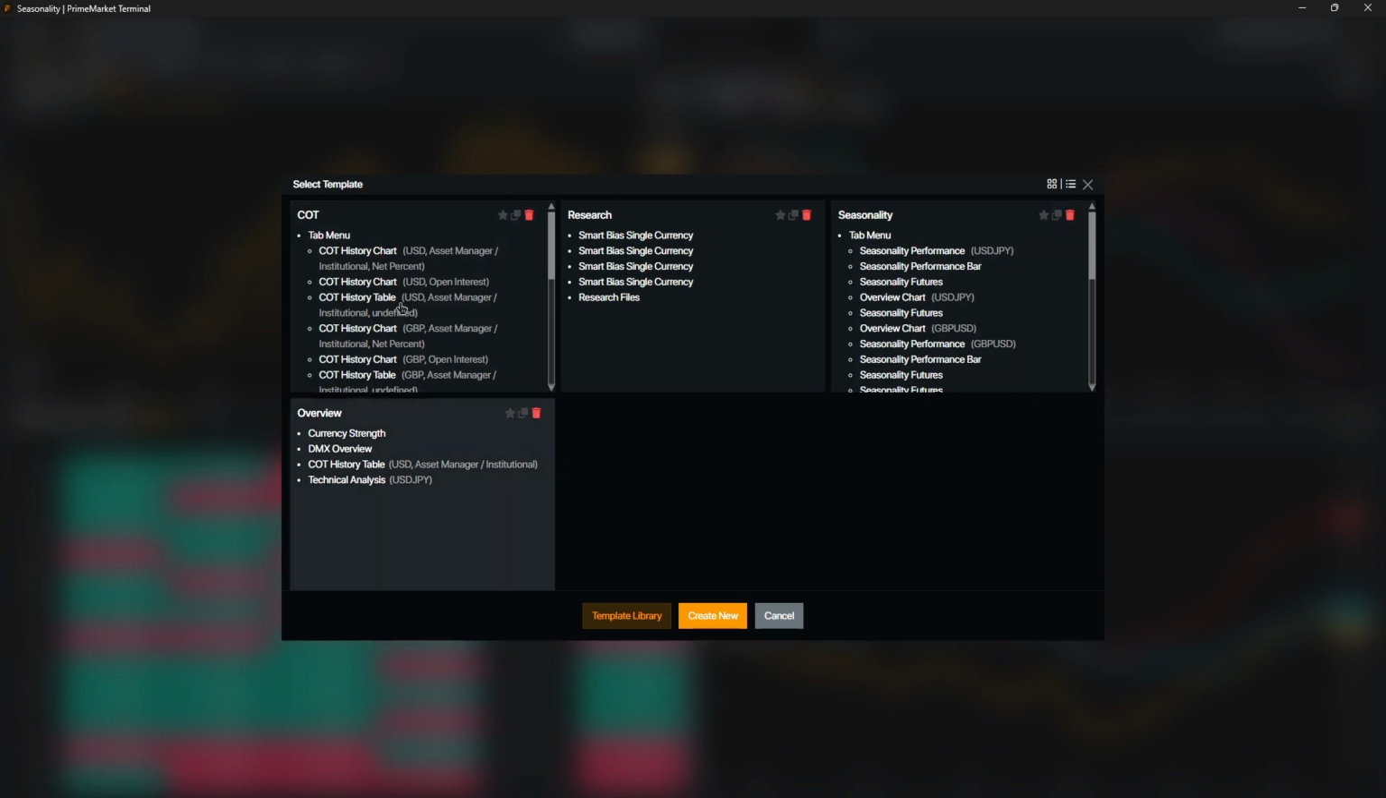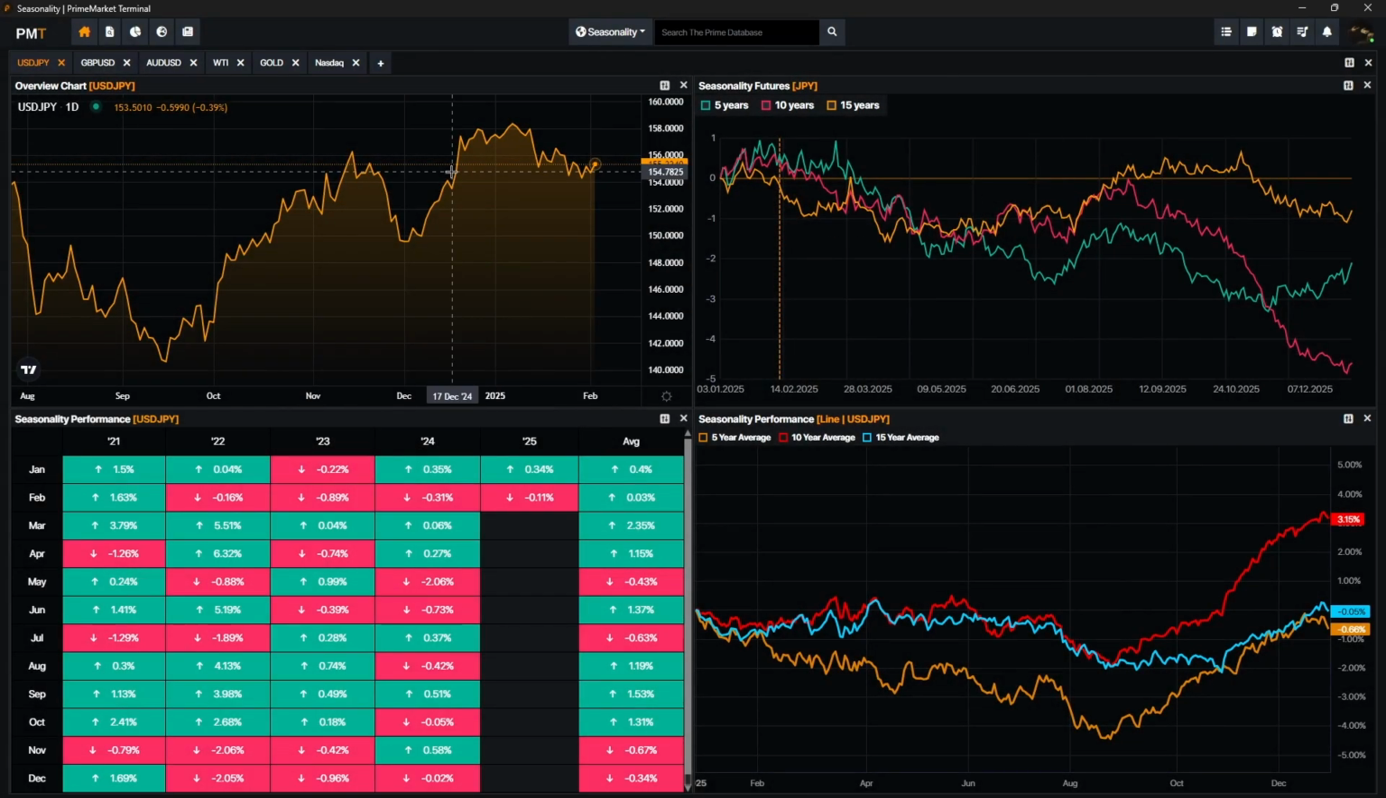So right here we have the different templates, and I'll be going through the templates that I use. These are templates that I have made and I use so far. So it's not all of the features of the software, it's just what I use, right? So we're currently on the seasonality tab, right? And as the name suggests, you use this to analyze seasonal patterns among currencies or commodities or equities, right?